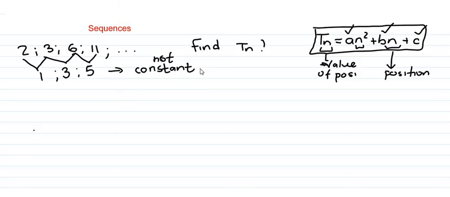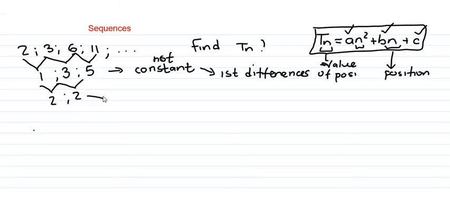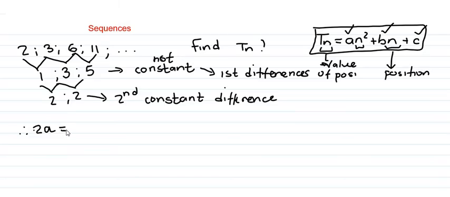Alright. And then this pattern, which is not constant, we call these the first differences. And then we see that if we take the difference of the first differences, 5 minus 3 we get 2, and 3 minus 1 we get 2. Again, we see something here: now we have the second constant difference.